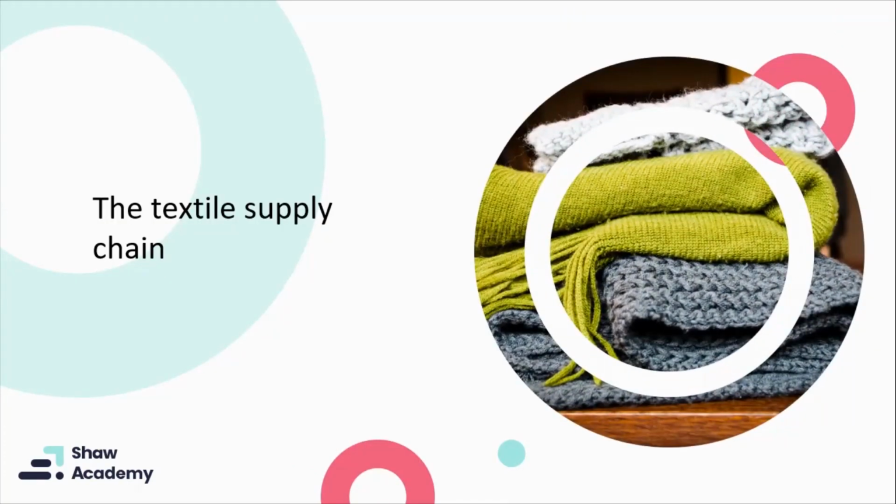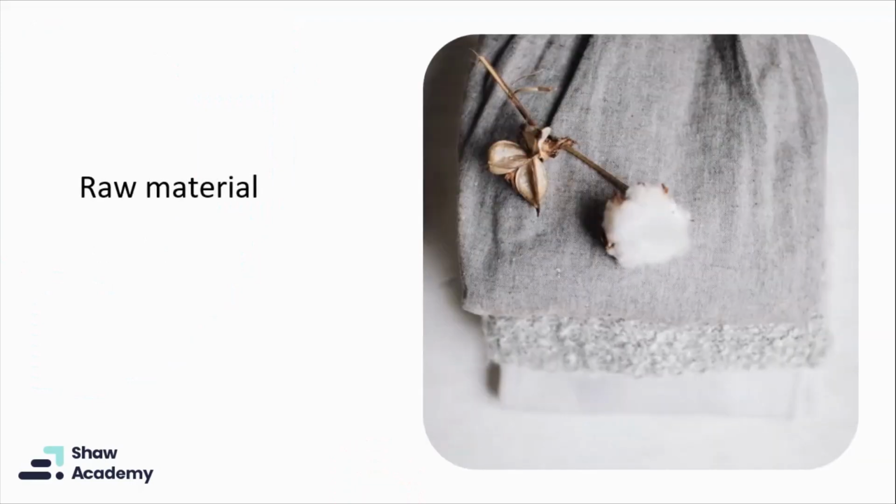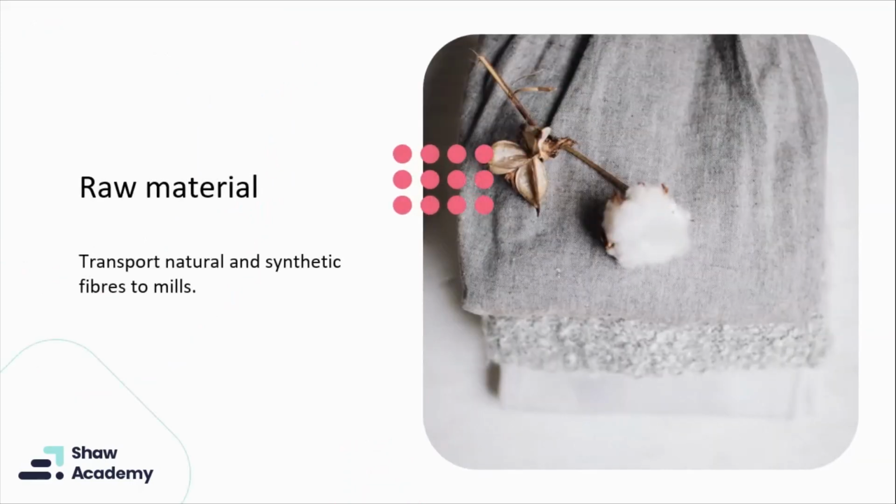The textile supply chain. The following slides will summarize how the textile industry functions and is intended to describe how fabric is produced and sold. First, we have raw materials. This can either be natural or manufactured fibers.